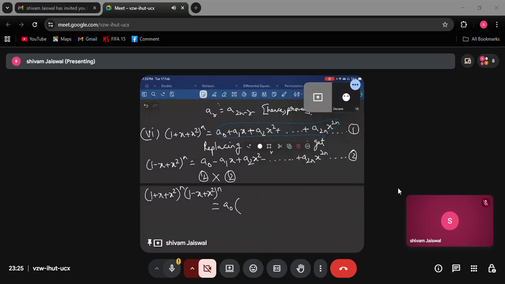Tell me. Sir, I'm multiplying. (x square plus 1) whole square minus x square. So simplify and tell me. I need the simplification.